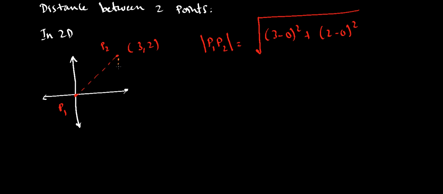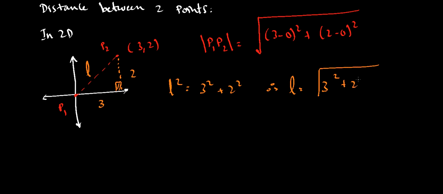And where did we get this from? Well, we use Pythagoras theorem. This is 3, this is 2, this is a 90-degree angle. So this length over here, let's call it L. L squared is equal to 3 squared plus 2 squared. Therefore, L is equal to the square root of 3 squared plus 2 squared.